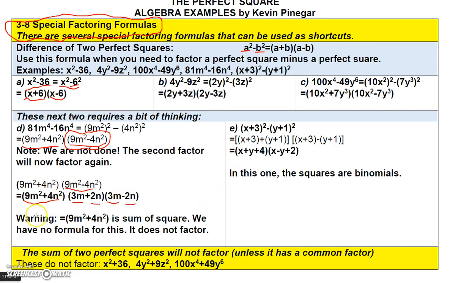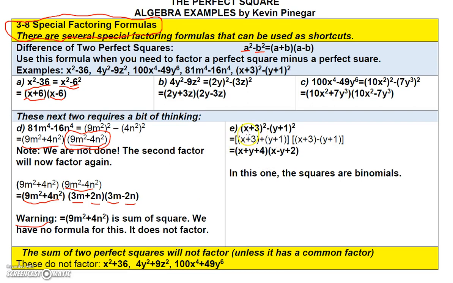And again, don't forget this warning: sum of squares. We have no formula for factoring the sum of squares. Okay, if you look down here, I actually say it again, like x squared plus 36, 4y squared plus 9z squared, 100x to the fourth plus 49y to the sixth. We don't have any formulas to factor those, because those are sum of perfect squares.